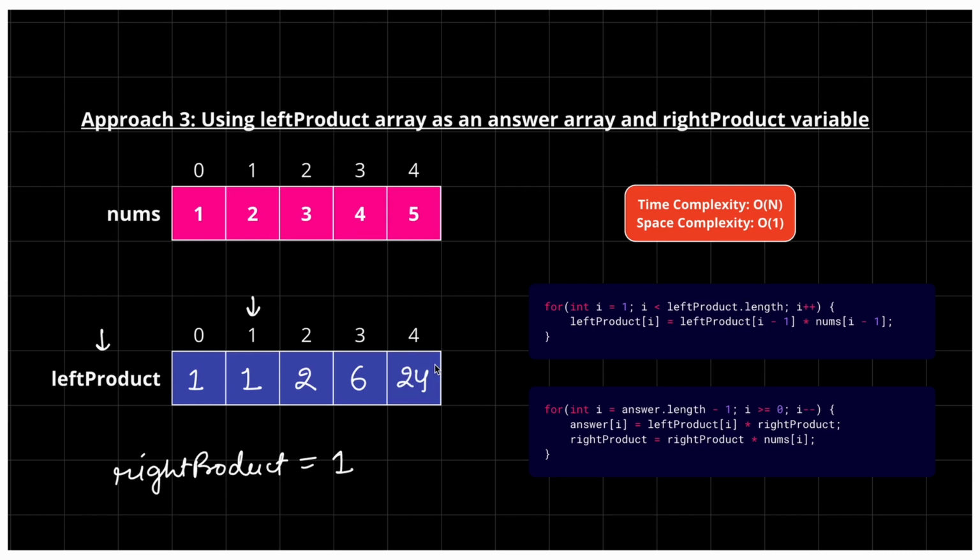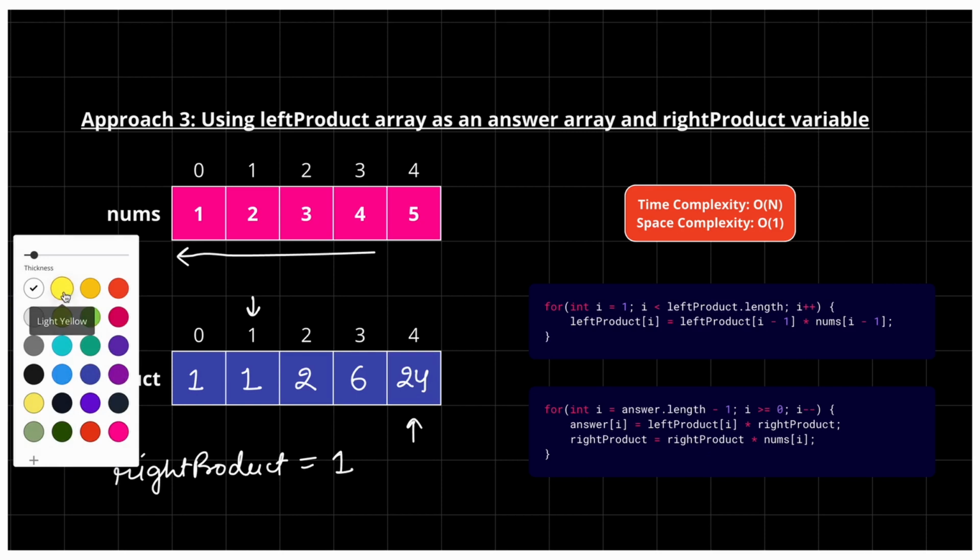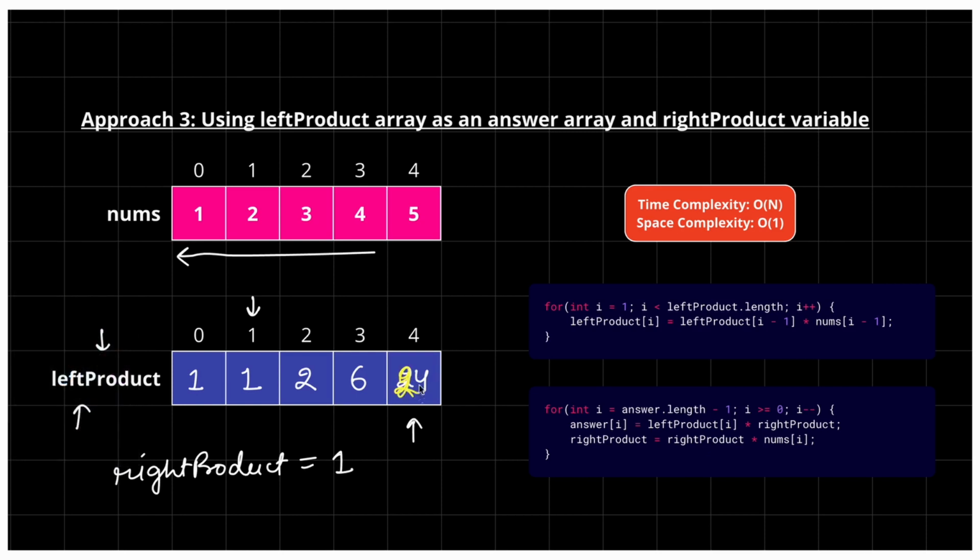Great. And now I'll simply iterate on this array only, from the right side. Now just think about it. At this point in time, your current left product is the product of the entire left side array, which is 24. And if I multiply this 24 with this right product, this value will actually become 24. So let me write it like this, 24. This will become 24.